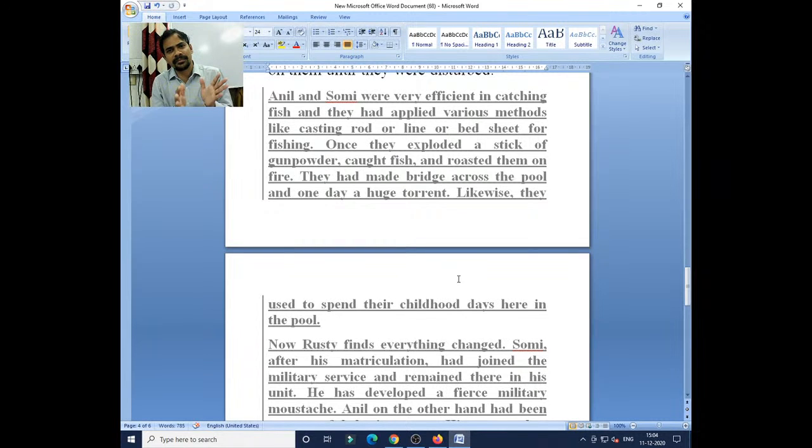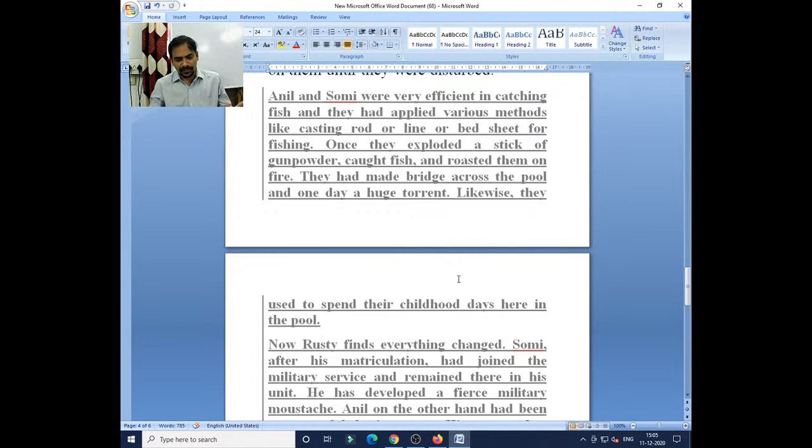There was a lot of excitement and happiness around them when they were near the pool, all three friends together. So this is all about that. All of you please read the story very carefully at home, because this will come in the examination.